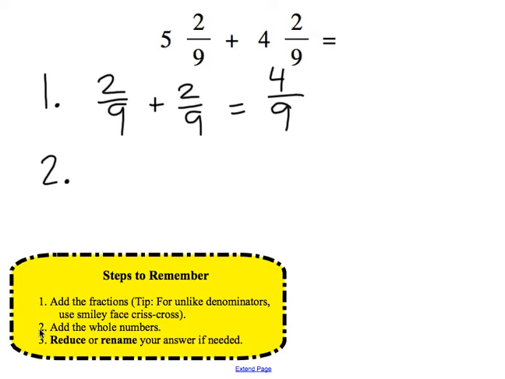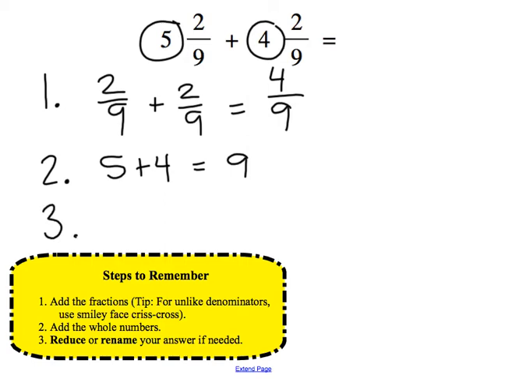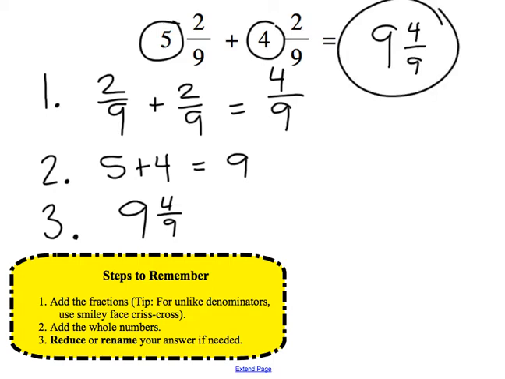Step 2, we go down here. Add the whole numbers. So we have a whole number of 5 and a whole number of 4. 5 plus 4 equals 9. Step 3 is we're going to put our whole number and our fraction back together. So we have 9 4/9. It also says in step 3 we are going to reduce or rename our answer if needed. This answer does not need to be renamed, and it is already reduced. So 9 4/9 is our final answer.